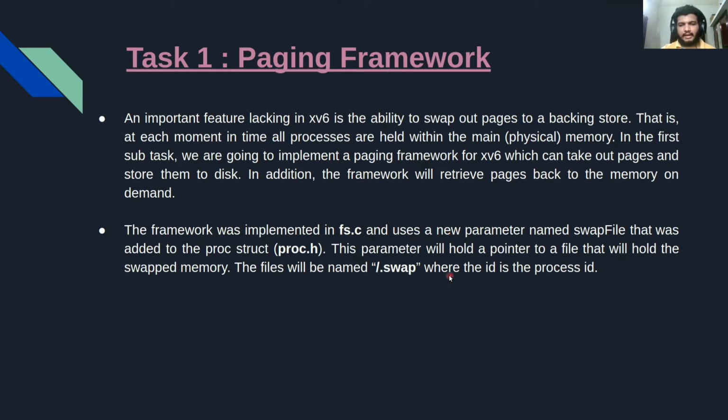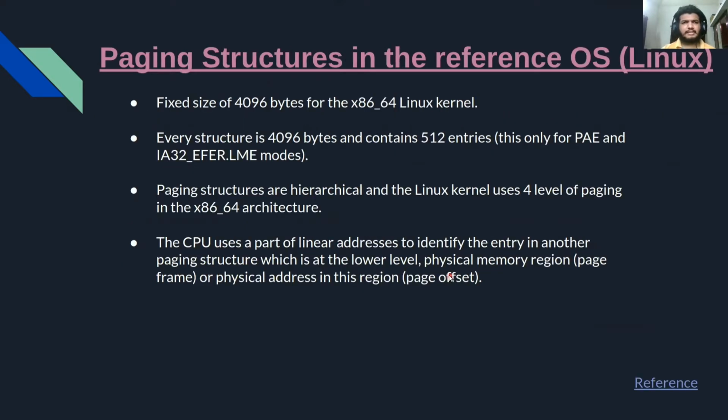Now, moving ahead, let's see how the paging structure is there in Linux, that is the reference OS. It's a fixed size of 4096 bytes for the x86-64 Linux kernel. Every structure is 4096 bytes and contains 512 entries. Linux basically uses 4 levels of paging in x86-64 architecture. I have also given a reference over here in case anyone wants to get more details. It's a hyperlinked text over there.